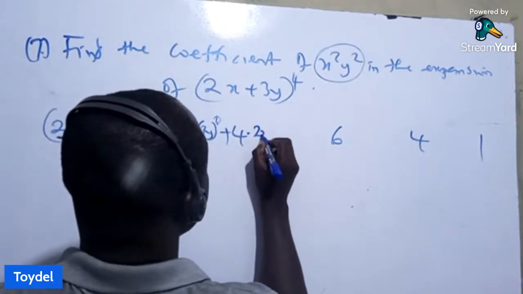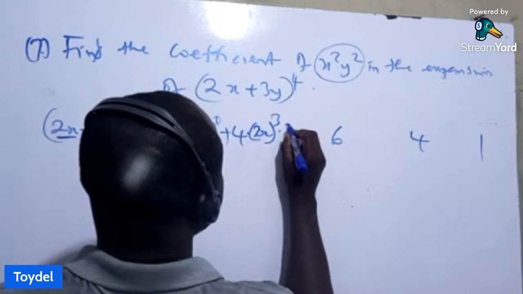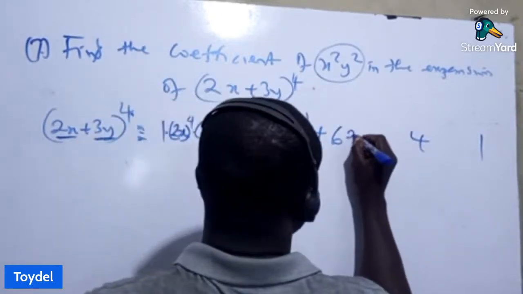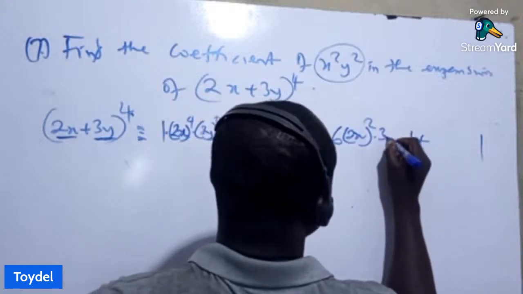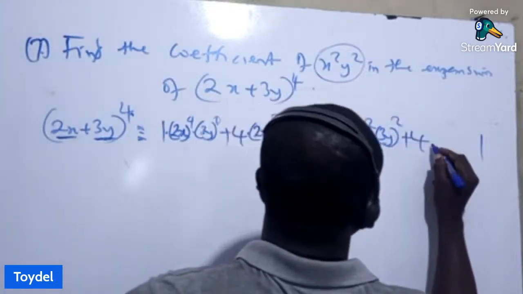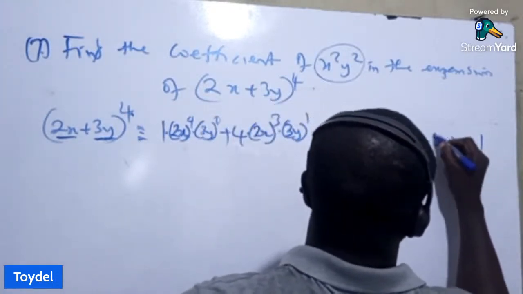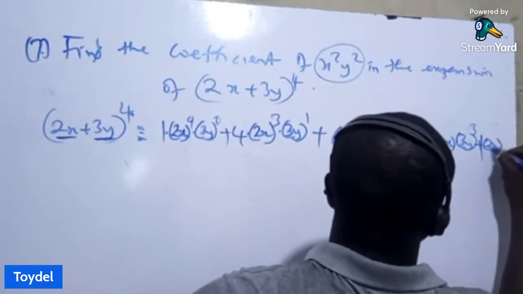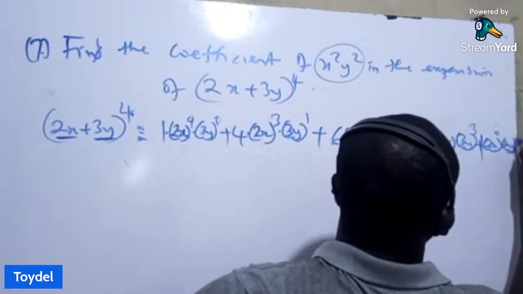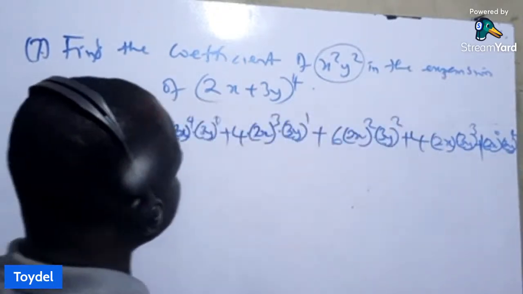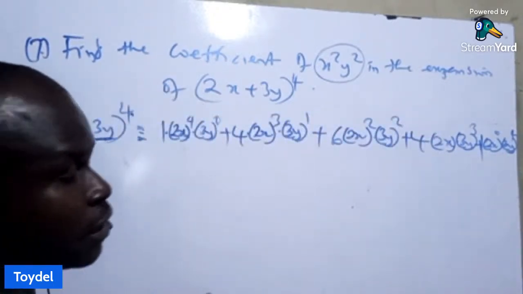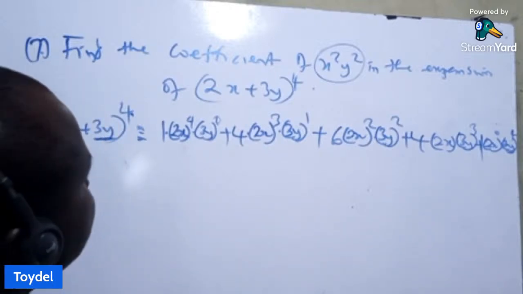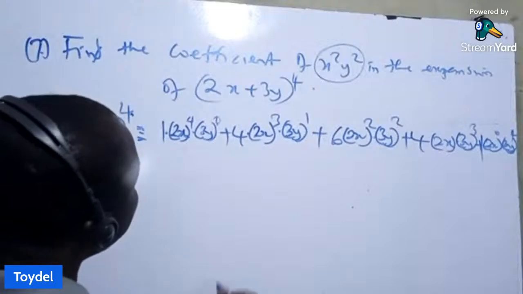We are going to have 2x raised to power 3 multiplied by 3y raised to power 1, plus, in that order, 2x raised to power 2 multiplied by 3y raised to power 2, plus 2x multiplied by 3y raised to power 3, then plus 2x raised to power 0 multiplied by 3y raised to power 4. So this is how we expand. If you want to know more about binomial theorem, binomial expansion, just check one of my videos on binomial expansion.